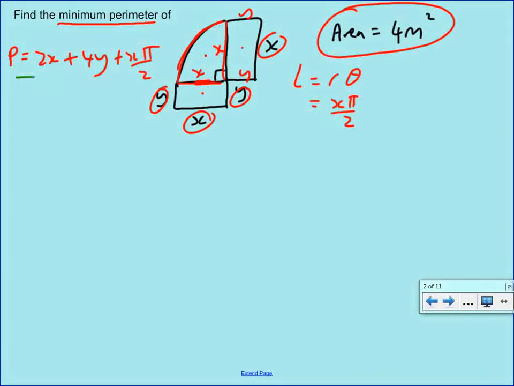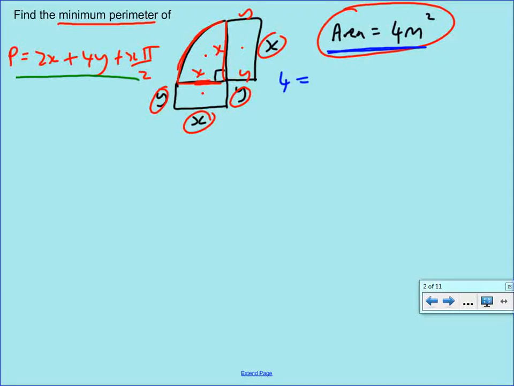Now the problem I have with this is that I've got two variables, x and y. I need to get rid of y and make it in terms of x in order to be able to differentiate it, which, as you know, I differentiate and set equal to 0 at stationary points, and that means I can find my maximums and minimums, okay? So we've got a bit of information here, like I say, which we can work with.